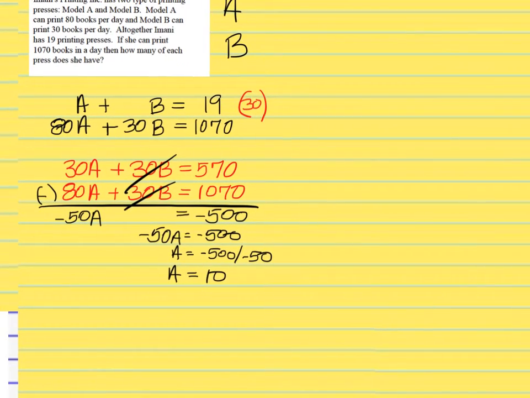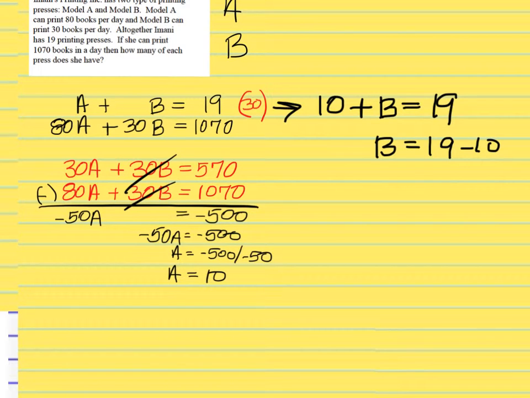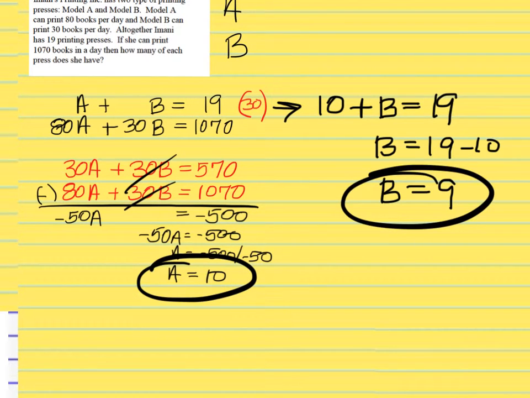So if we go back to the top here, if A is 10 and I'm adding that with B to get 19, then 19 minus 10 would give me the answer for B, which is 9. So Model A was 10, Model B is 9.